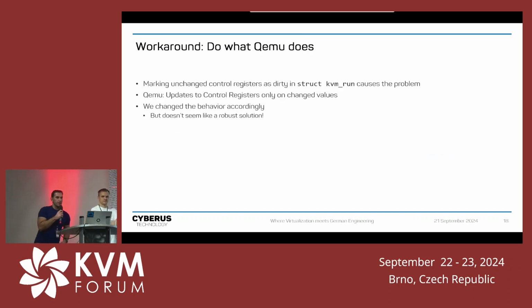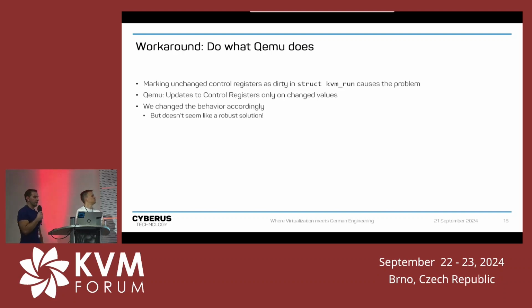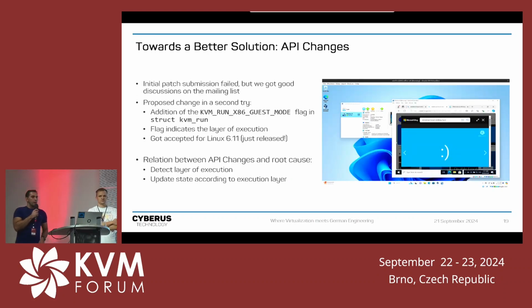All right. Okay, how did we solve this issue? At first, we looked at the Qemu code and checked whether it could be an issue. Afterwards, we just marked the control register value as not dirty anymore, and only changed it if it really changed. This helped us a lot, and we could get working Windows in Windows. But from our perspective, this is just a workaround, not the real fix.